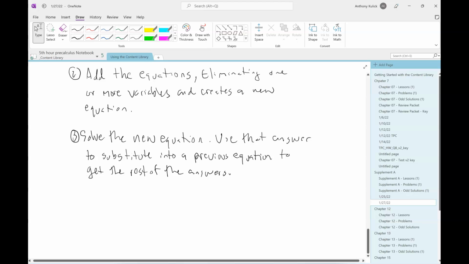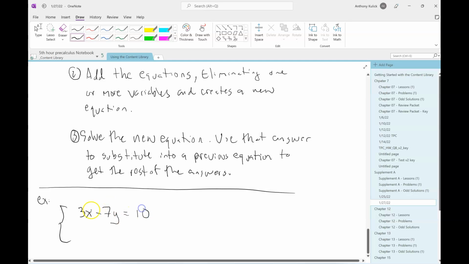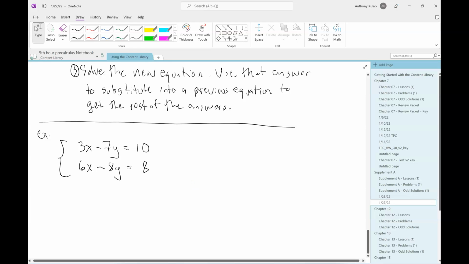So let's do a couple of examples here. Let's say we have the system 3x minus 7y equals 10, and 6x minus 8y equals 8.